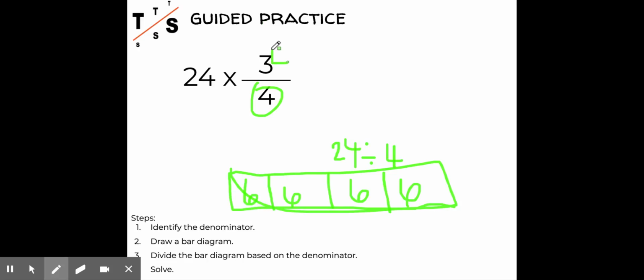Now I look at my numerator, which is 3. I'm going to use these 3. When I add 6 plus 6 plus 6, I get 18. So 24 times 3/4 is 18.